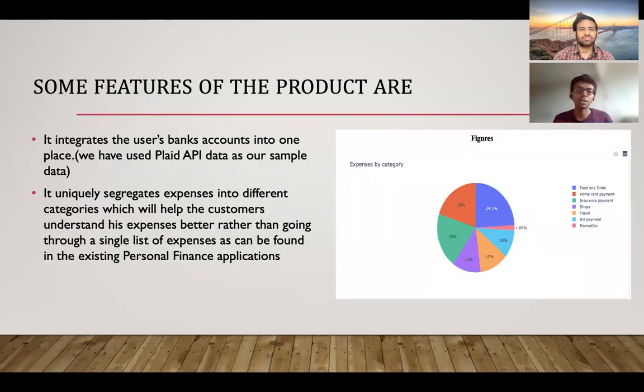Other notable features of the product are that it integrates the user's bank accounts into one place, thereby reducing the pain of going into multiple tabs to look into the detailed transaction reports of multiple bank accounts. It uniquely segregates expenses into different categories like food and drink, home rent payment, insurance payment, shops, travel, bill payments, recreation, etc., which will help customers understand their expenses better rather than going through a single list of expenses as can be found in the existing personal finance applications.